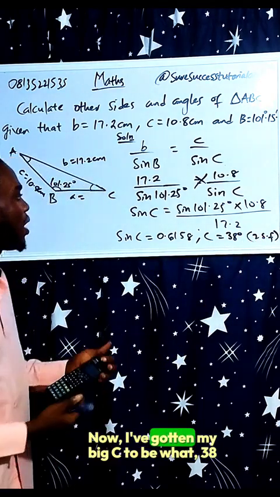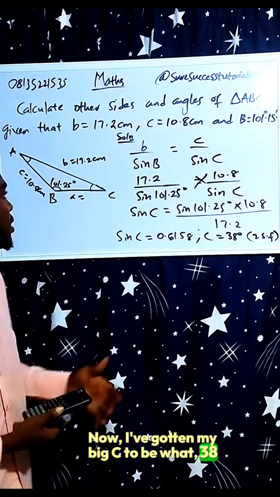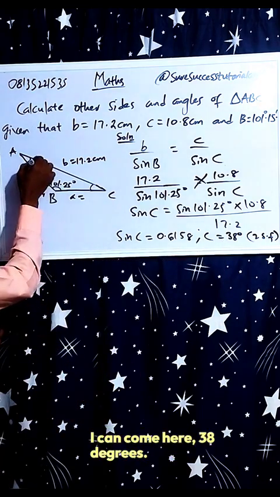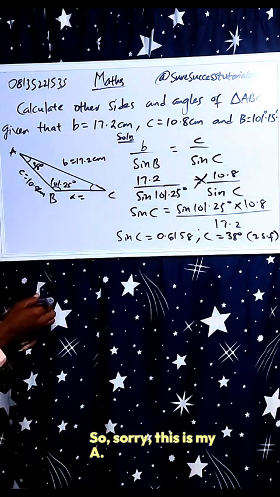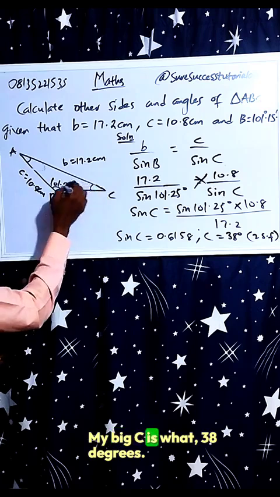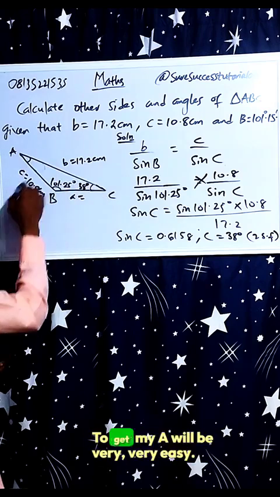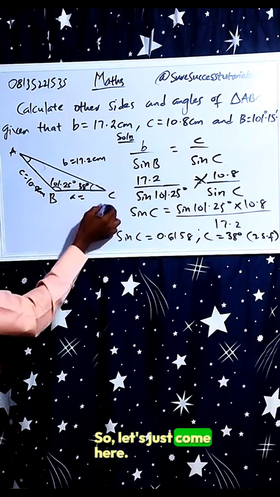Now I've gotten my big C to be 38 degrees. I can come here. Sorry, this is my C. My big C is 38 degrees. Now I know my big C to be 38 degrees. To get my A will be very easy. So let's just come here.